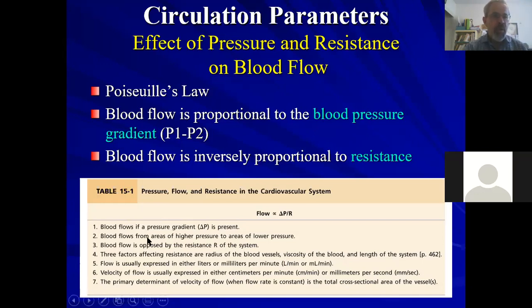All right. So we have seven conditions here. We're just going to mention the first five. That flow is usually expressed in liters or milliliters per minute. So kind of like when we're talking about cardiac output, remember cardiac output is the amount of blood that's pumped out of a ventricle per minute. In this case, this is the volume of blood that goes through the vessels per minute. Okay, so taking all this, you can see that blood flow is proportional to delta P over radius.